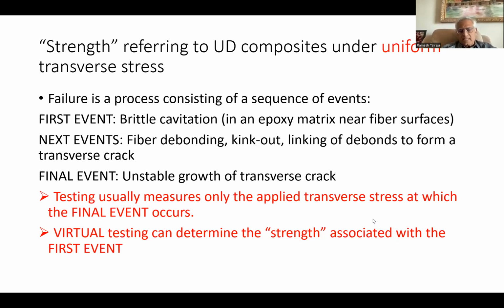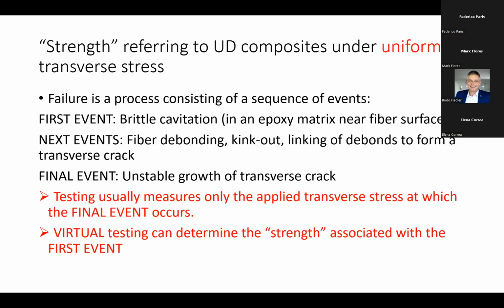The next event, as I think Federico gave several examples, depending on the size of the thin ply versus thick ply and so on, because brittle cavitation is occurring close to the fiber surface, the next event is going to be debonding of the fiber. And then if conditions are favorable, it's going to be growth of debonding, kinking out into the matrix, joining other debonds depending on the environment, and forming a transverse crack.